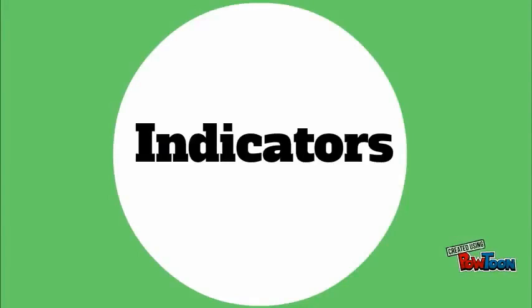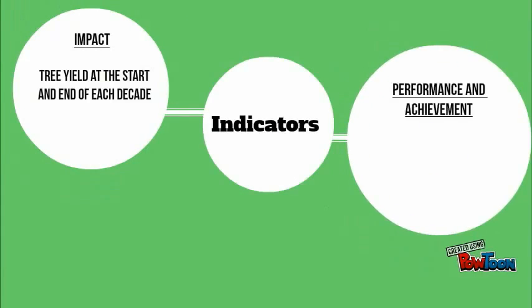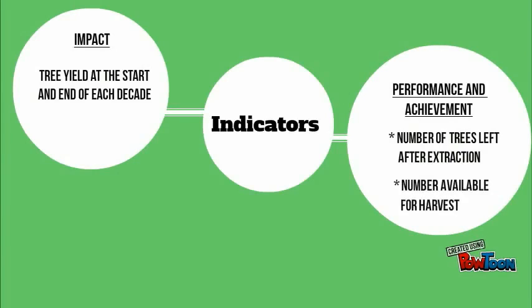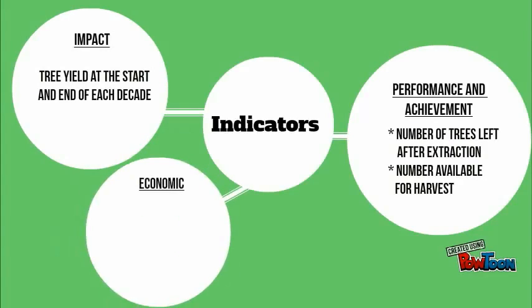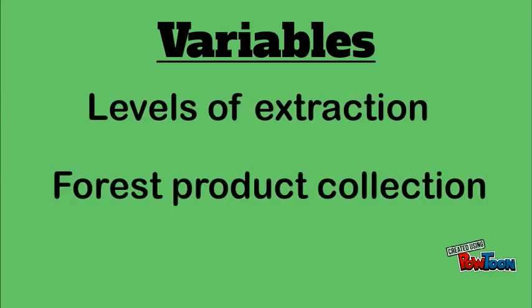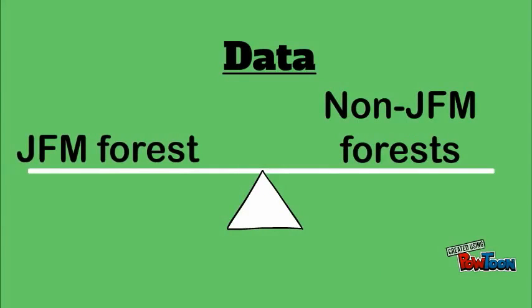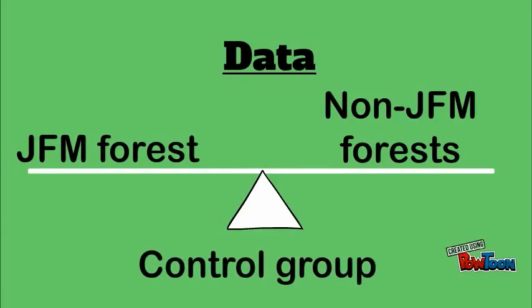Indicators. The indicators to measure deforestation include impact indicators such as tree yield at the start and end of each decade, and performance and achievement indicators: the annually measured number of trees left after extraction, and the number silviculturally available for harvest. Mainly economic indicators were used to measure poverty reduction, such as household income and consumption and sale of forest produce. Variables such as levels of extraction and forest product collection were considered. Data from JFM forests were compared with non-JFM forests, which served the purpose of a control group. All indicators were quantitative and mostly neglected the qualitative impact measurement of poverty reduction.